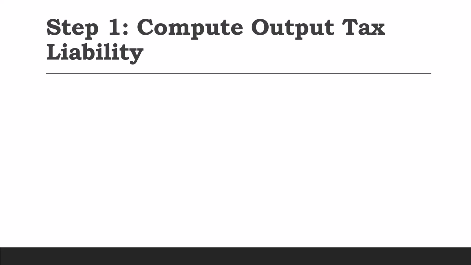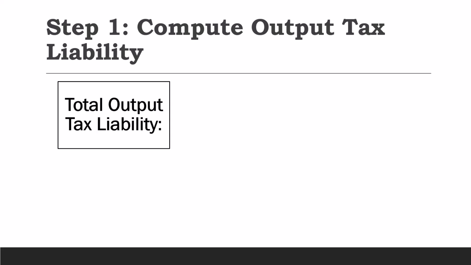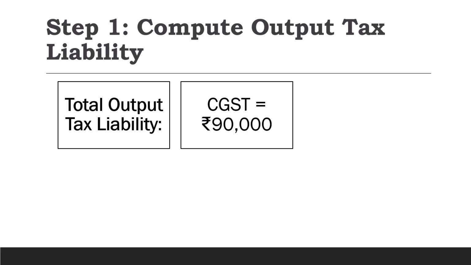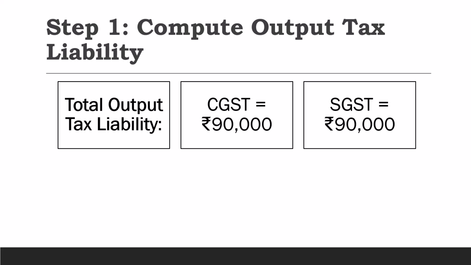Then compute the input tax credit. Whatever he has purchased, on that he will be eligible for input tax credit. Within the state he has purchased 3 lakhs worth of goods, and he has also purchased from outside the state, which is 1 lakh. So that means there will be input tax credit available to him of 27,000 each on account of CGST as well as on SGST, for whatever purchases he has made.